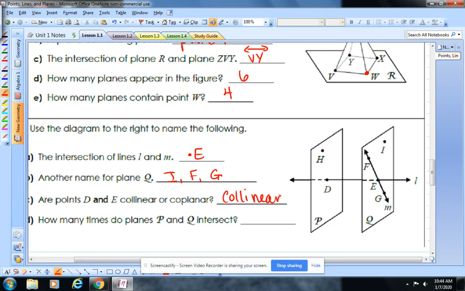And the last one. How many times do plane P and Q intersect? 0. They do not touch each other at all, do they? They're connected through that line L. So 0. Raise your hand if you got 0 for that one. Any questions about any of those figures?